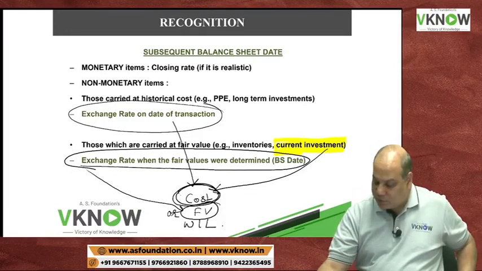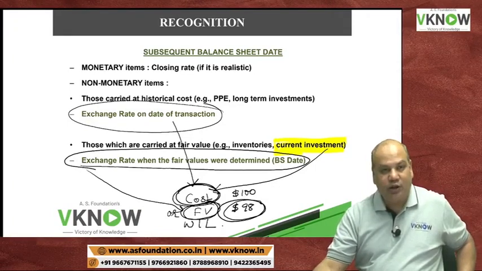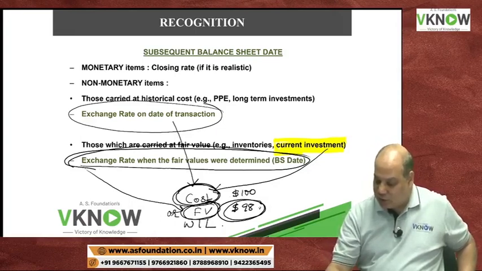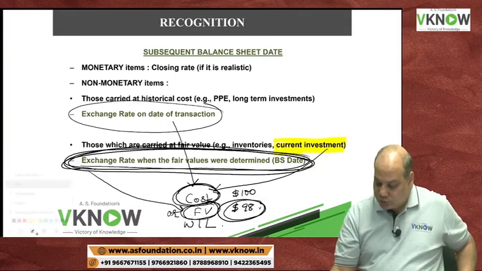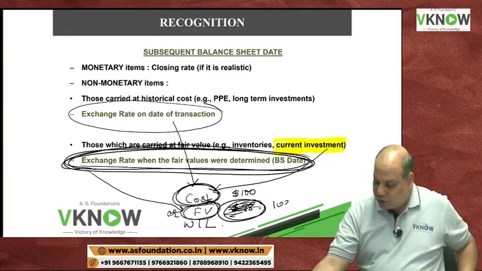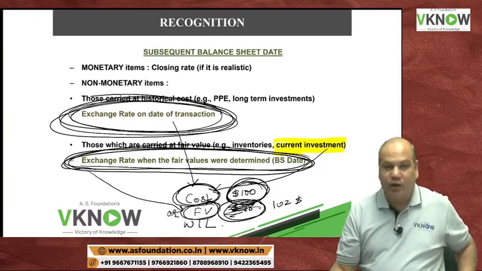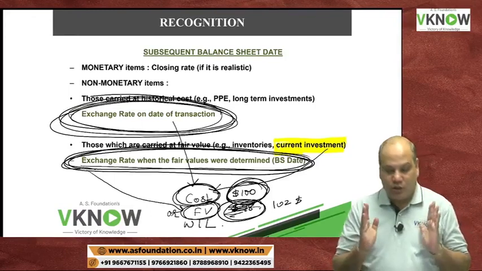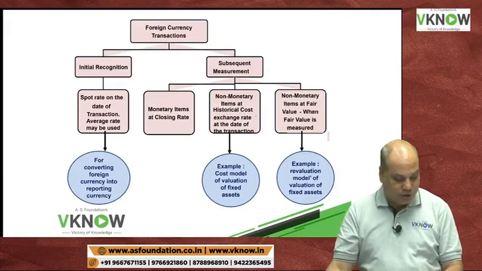First, you will do the comparison in foreign currency. Cost of current investment is $100. Fair value is $98. So I will take 98 first, and that 98 will be multiplied by the exchange rate on the balance sheet date. Or suppose the fair value is $102, which means I will value it at $100, which is the cost. This $100 will be multiplied at the exchange rate on the date of transaction, that is when this asset was acquired. So these are the rules for balance sheet date.